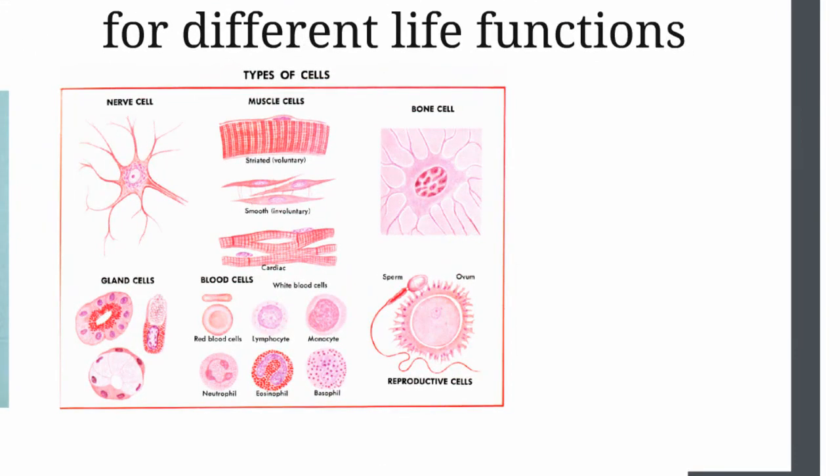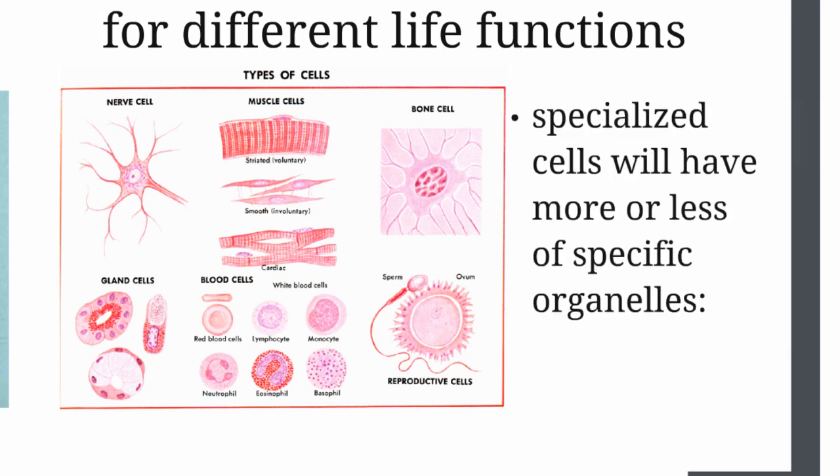And here's a picture of some of the different types of cells that we find in people. And you can see they all look very different. They all have the same basic components, the organelles that we've talked about. But here we have a nerve cell, muscle cell, bone cell, an egg and a sperm. All of these look very different based on their particular function.